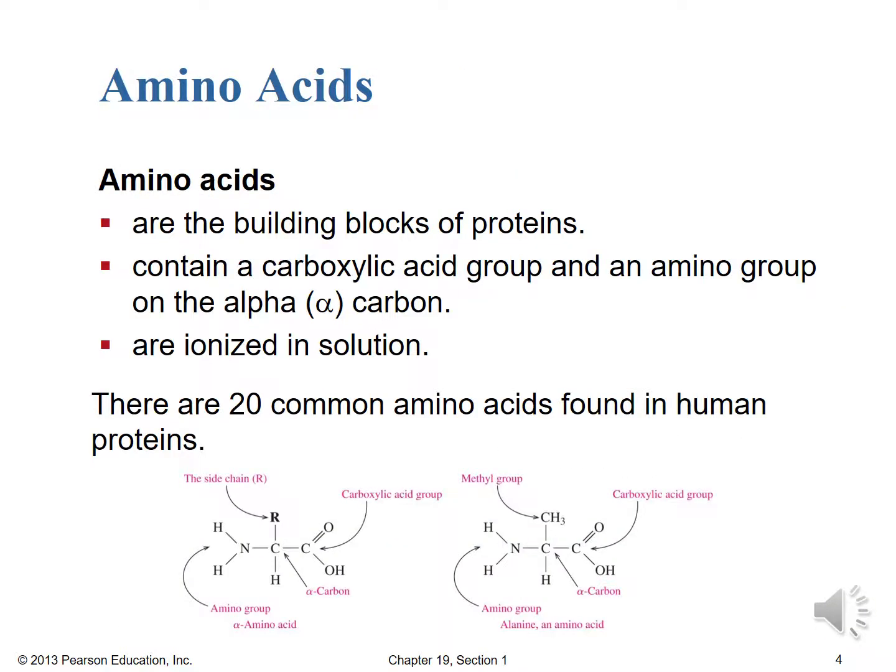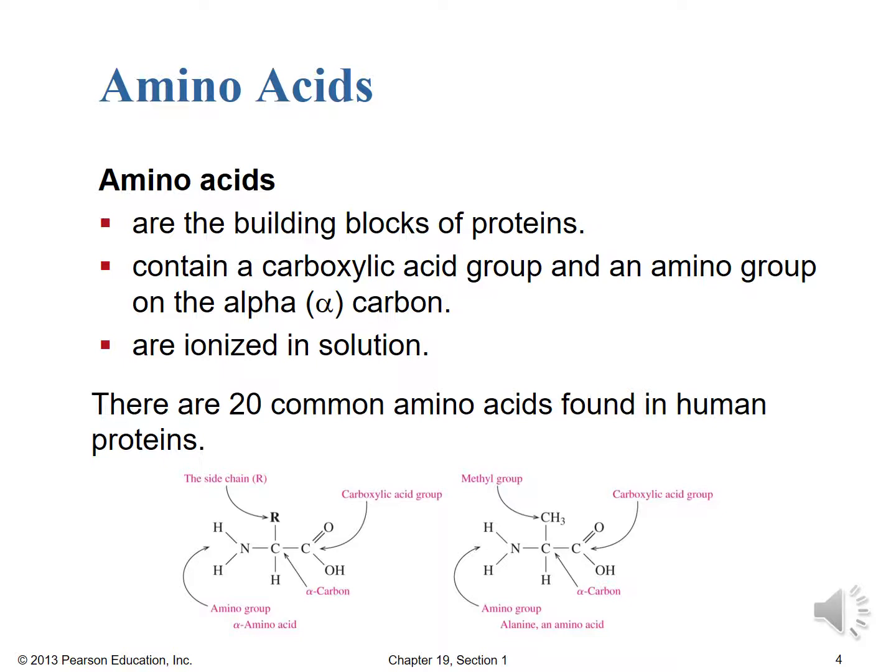So after looking at those functions of proteins and hopefully not getting too overwhelmed by that, let's start at the beginning. Let's start at the amino acids that make these proteins. So amino acids are the building blocks of proteins. Their name gives a lot of information, actually, right? They contain a carboxylic acid group, that's the acid part, and an amino group on that alpha carbon. So there's a carbon that is bonded to a carboxylic acid group, and that same carbon is bonded to an amino group, and that's what characterizes amino acids.